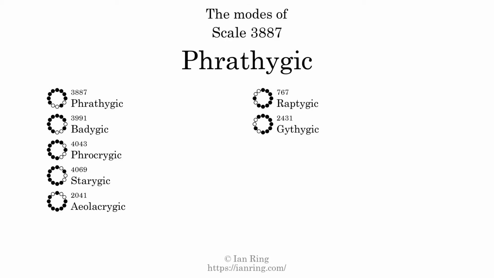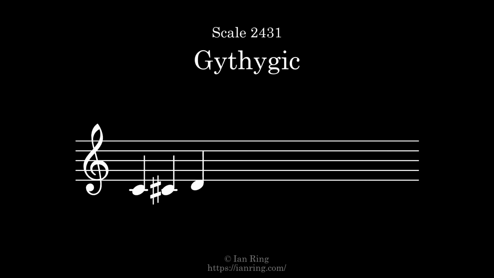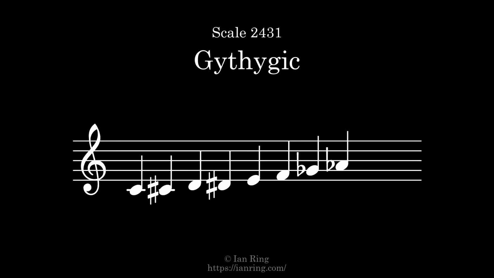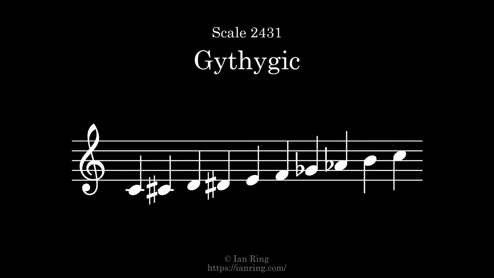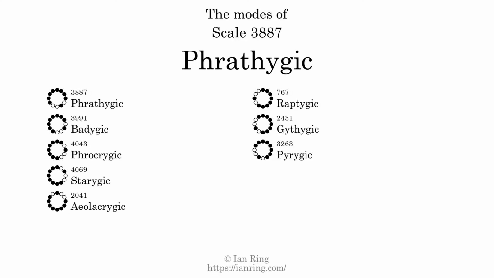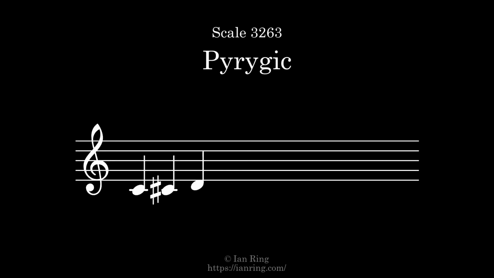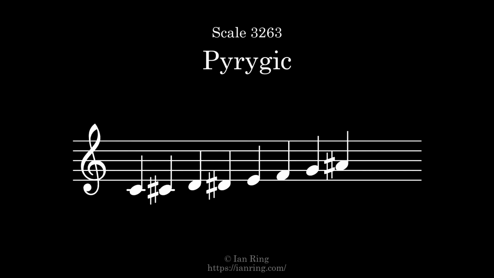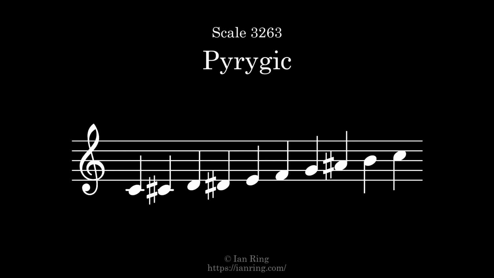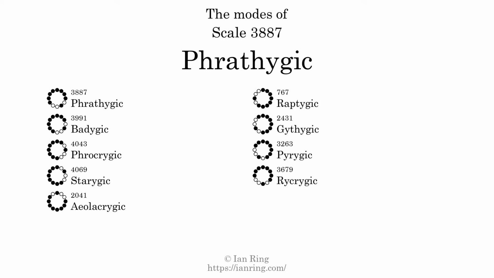The seventh mode is scale 2431, also known as Geophagic. It sounds like this. The eighth mode is scale 3263, also known as Phrathygic. It sounds like this. The ninth and last mode is scale 3679, also known as Rykridgic. It sounds like this.